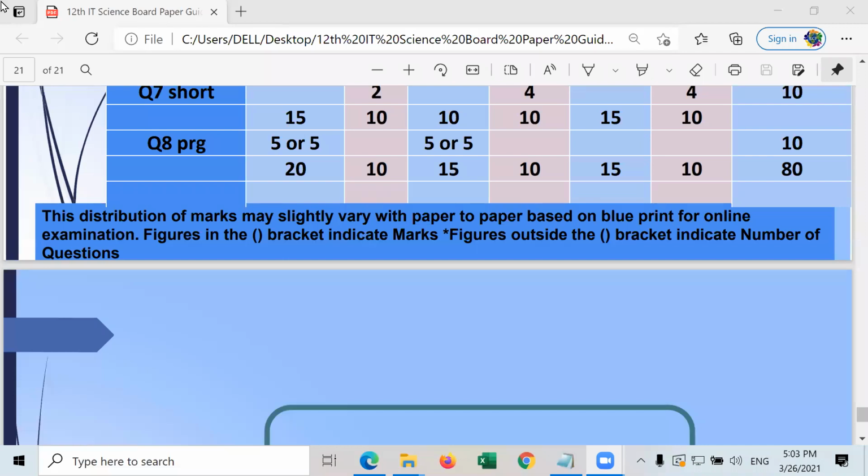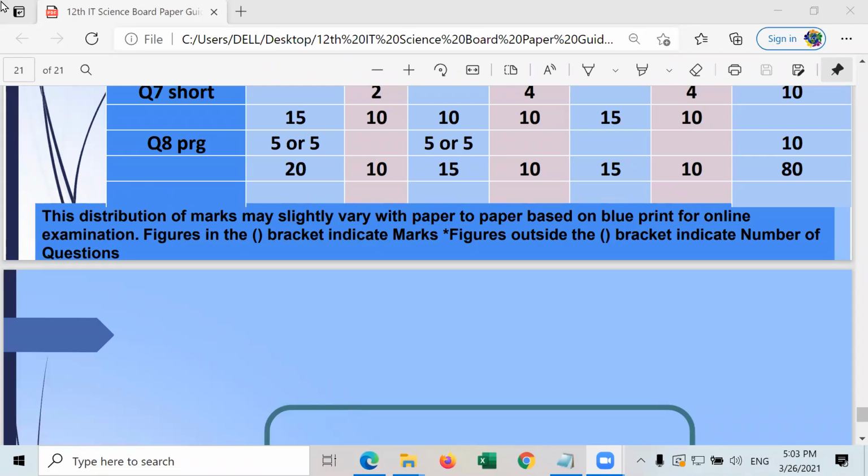Okay, sir. So use the IT textbook by Balabharti. Along with that, you should use the TPS book. TPS book by Kinnari Publication, and buy the latest edition.